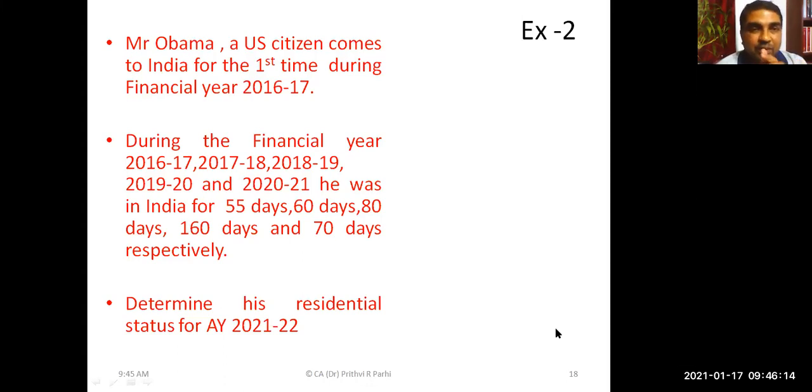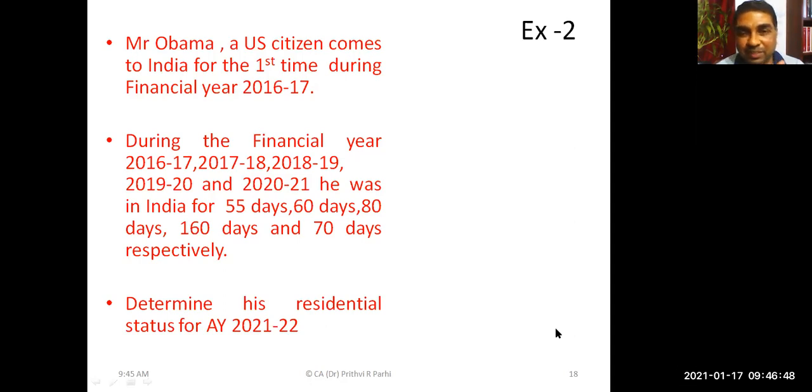Mr. Obama, a US citizen, comes to India for the first time during the financial year 16-17. During 16-17, 17-18, 18-19, 19-20, and 20-21, he was in India for 55 days, 60 days, 80 days, 160 days, and 17 days respectively. Determine his residential status for assessment year 21-22. Can you determine?